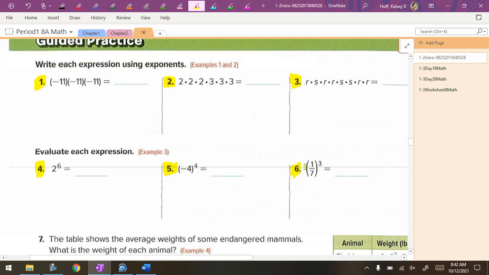Write each expression using exponents. Don't need a calculator. 1, 2, and 3. 4, 5, and 6, you can use a calculator.